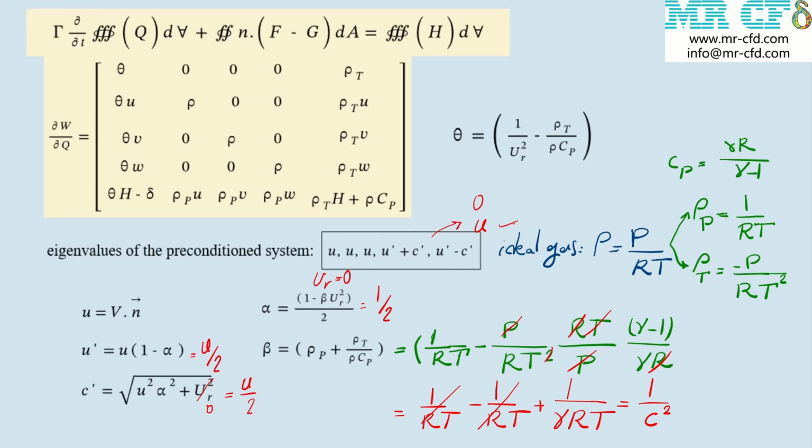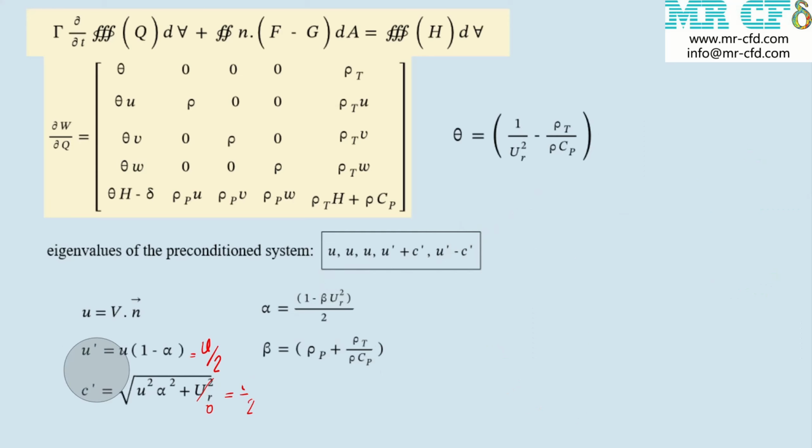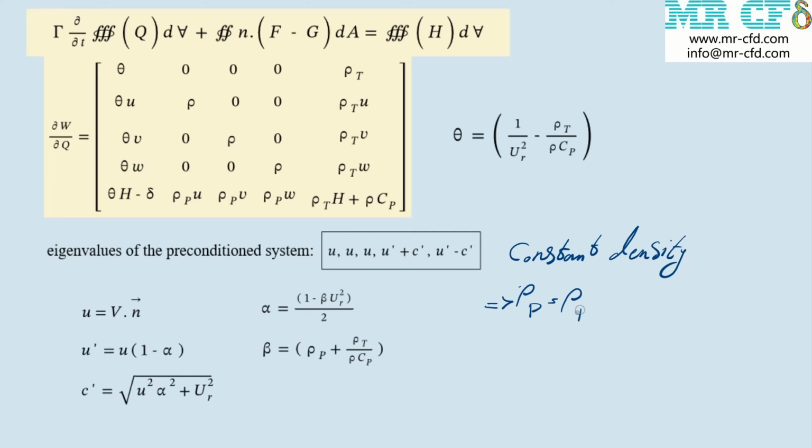Now, assuming constant density, ρ, so that both ρp and ρt are 0, the system becomes independent of the values of ur, the reference velocity. In such a scenario, regardless of the value of ur, alpha becomes 0.5. Consequently, as long as ur is close to u, the system's eigenvalues generally remain around the order of u from low speed to high speed velocities.